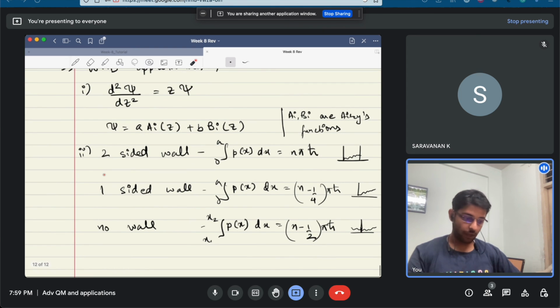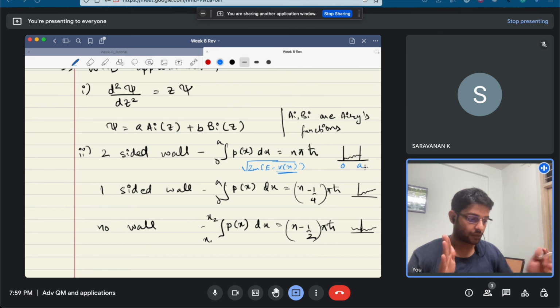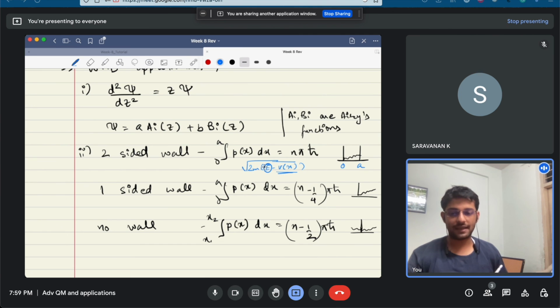Next, applying the WKB approximation. When you have a two-sided wall in this form, and a slowly varying potential in the middle, then your p of x, written in short, is the square root of 2m(E minus V(x)). The V(x) is mostly given, so you have to find out the E, from 0 to a, let's say, and through this set of formulas you can easily find them out.